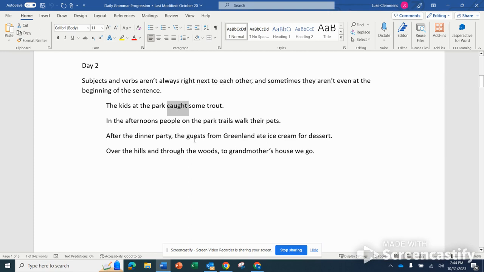In the afternoons, people on the park trails walk their pets. Walk. After the dinner party, the guests from Greenland ate ice cream for dessert. Ate. Over the hills and through the woods to grandmother's house we go. All right, so now, what are the subjects? Okay, so this is how we do it. We know what our verbs are, so we now ask who or what caught. Who did the action of catching? Okay, in this case, kids.